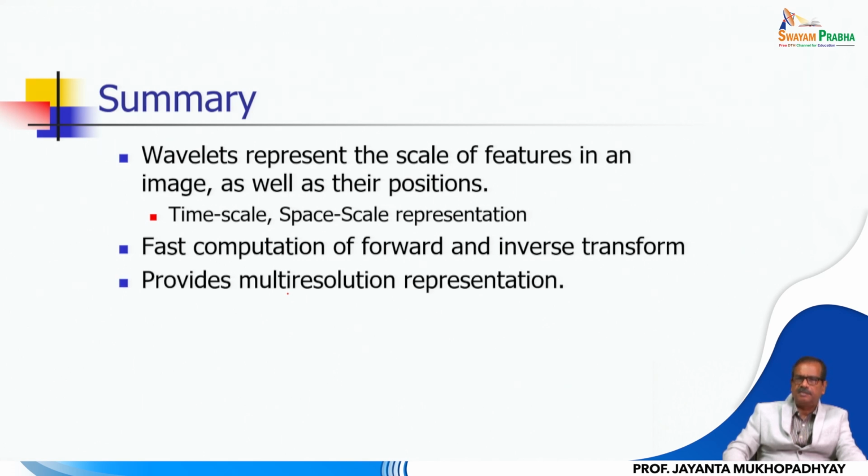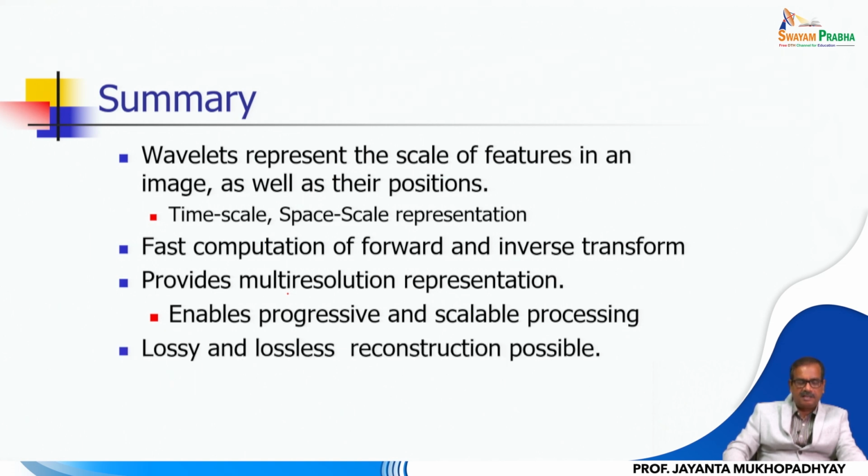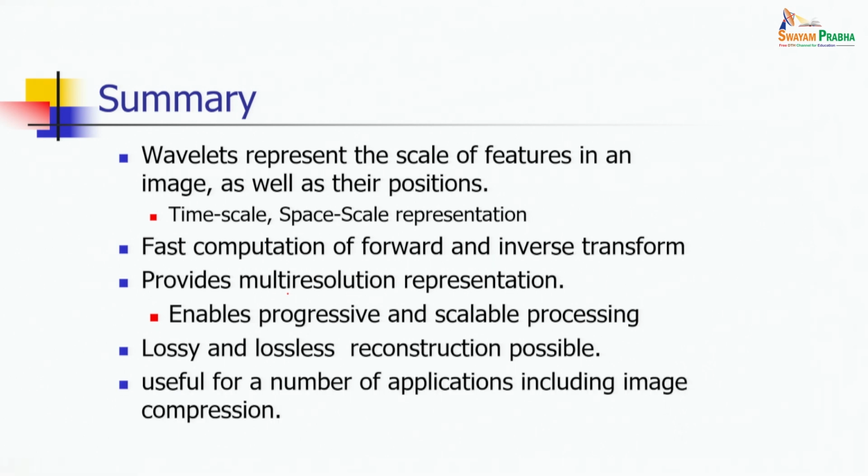It provides a multi-resolution representation, which is useful for progressive and scalable processing of images. Using the wavelet transformation, both lossy and lossless reconstruction are possible, because you can have a certain finite set of coefficients and get full reconstruction. So it is useful for a number of applications, including image compression. You know that JPEG is the standard for DCT-based compression, but JPEG 2000 uses wavelets for its transforms.